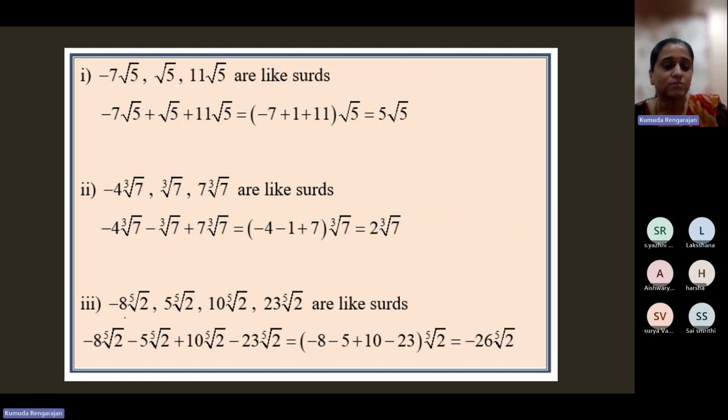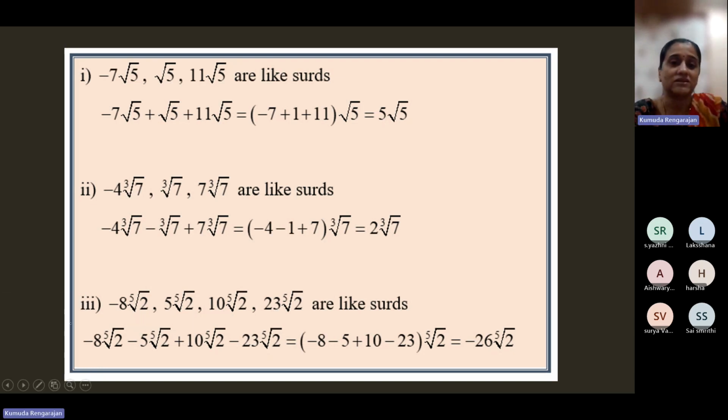And the next one: minus 8 fifth root of 2, 5 fifth root of 2, 10 fifth root of 2, 23 fifth root of 2 are like surds because they have the same irrational factor. This is the rational factor. Minus 8 is rational, 5 is rational, 10 is rational, 23 is rational.